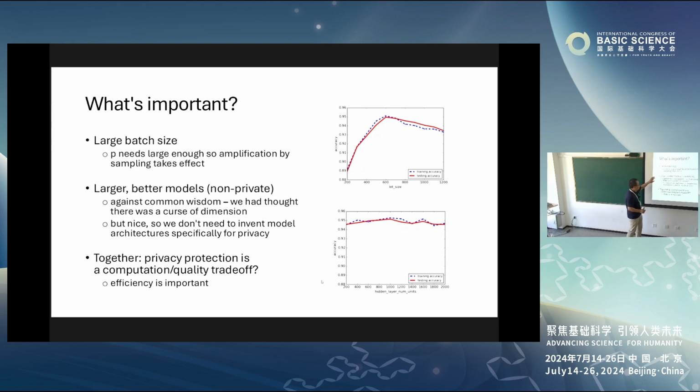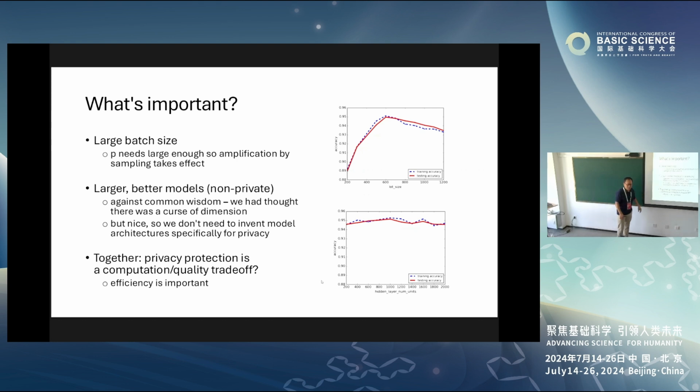So p needs to be large enough such that you can get that effect. Therefore, you need a large batch. By the way, 1% of data is huge, right? Let's think about the real application. You may have 1 billion training examples, so even 0.1% will be something like a million, right? So it's much larger than you would use without privacy.